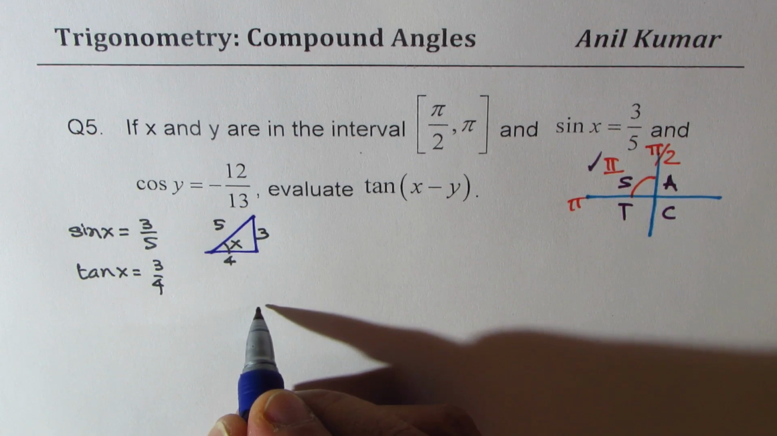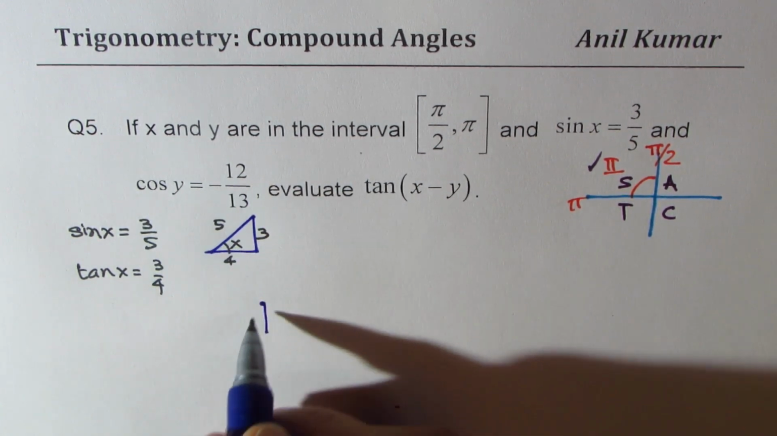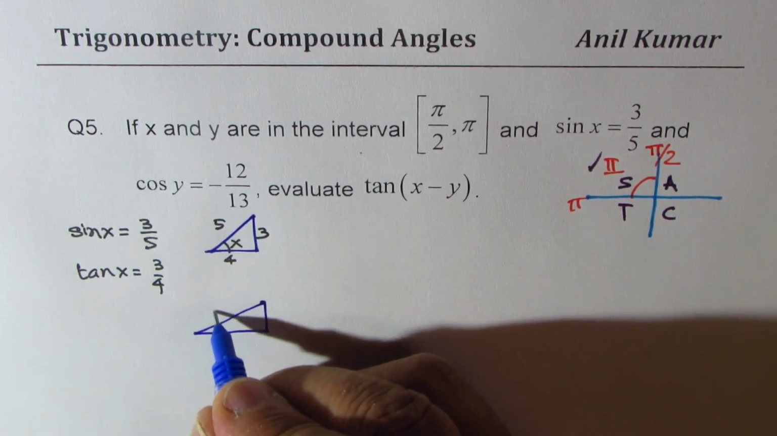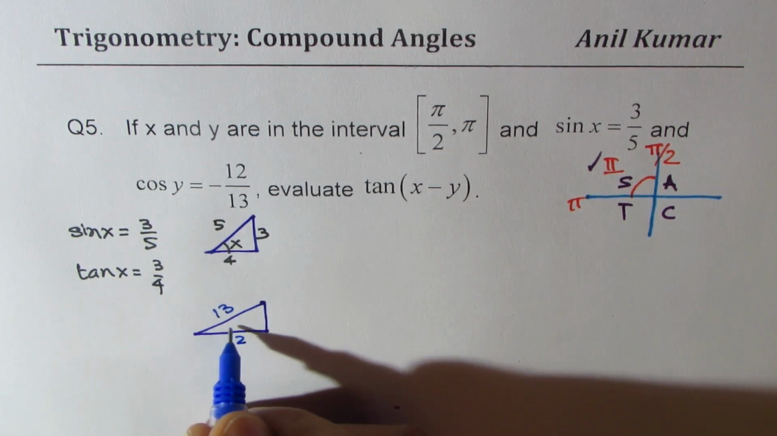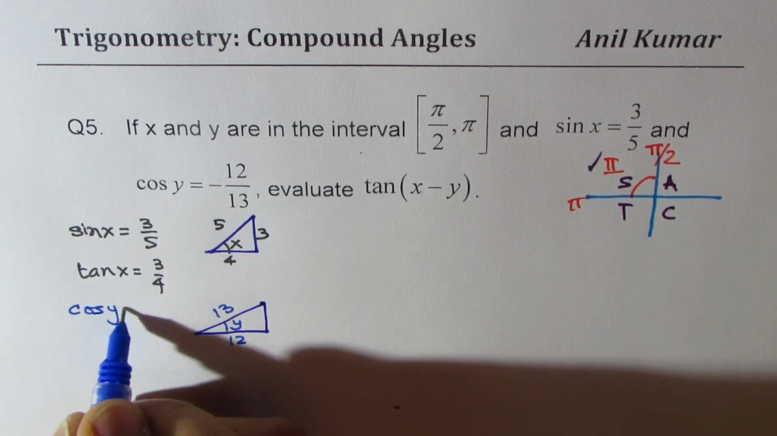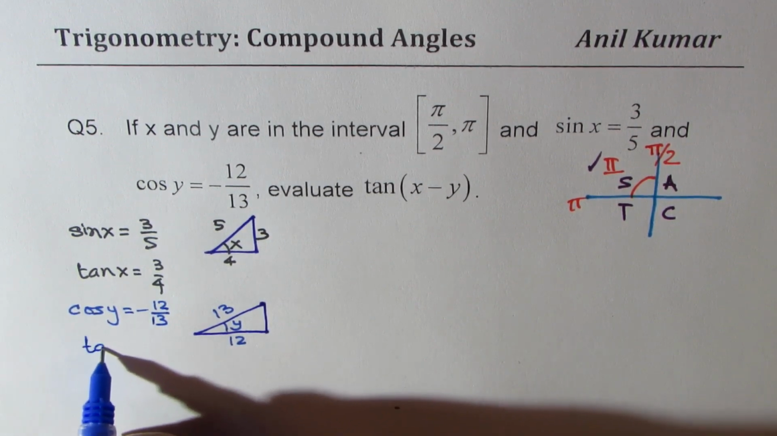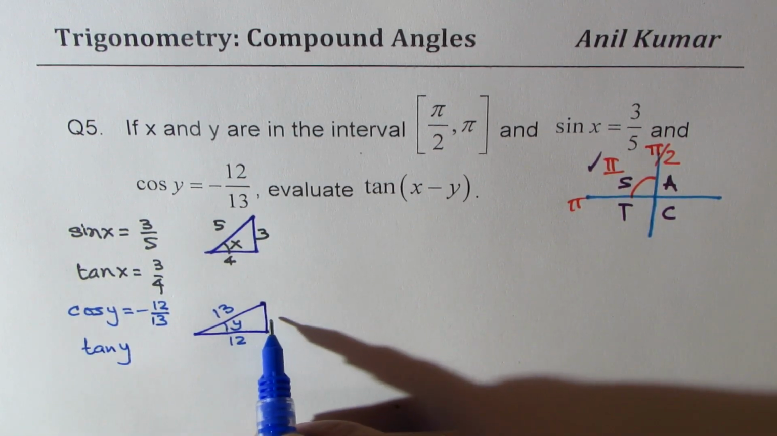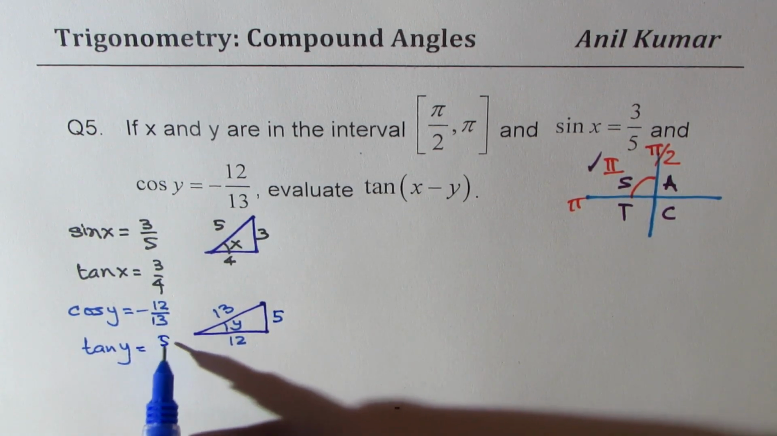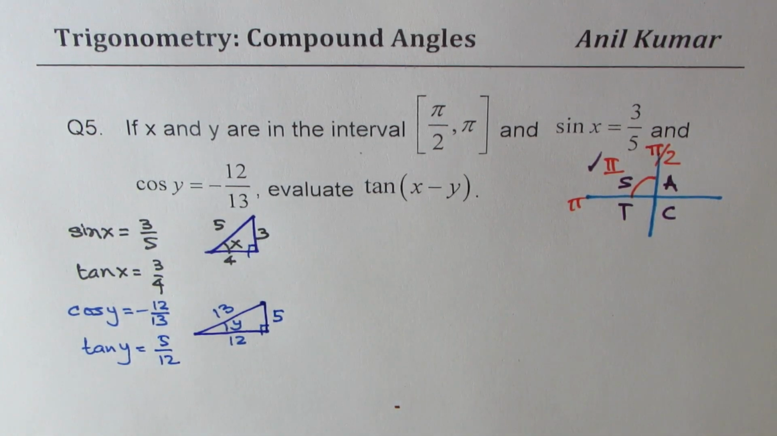For the other triangle, which is given in cosine y, we have cos as 12 over 13. So basically it is kind of like this, where the hypotenuse is 13 and base is 12 for the angle y. Now here we are given that cos of y equals minus 12 over 13, and so tan of y will be what? 13 square minus 12 square, square root gives us 5. So tan y is 5 over 12. This is the simple Pythagorean theorem which we have applied to get the third side.